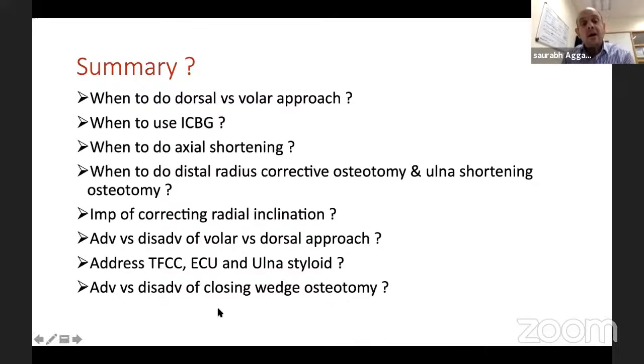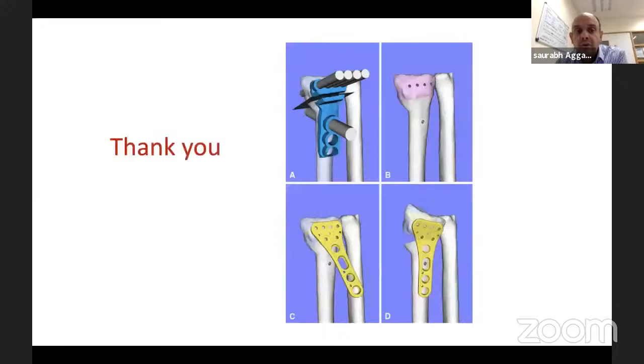And then last thing was your closing wedge osteotomy. So we've spoken about opening wedge. You can do a closing wedge, but the problem is radius will become short because you're closing the wedge. That means you will have to combine it with the ulnar shortening osteotomy. So I've just included it for completeness sake. We don't do closing wedge. And I think that kind of summarizes this talk.